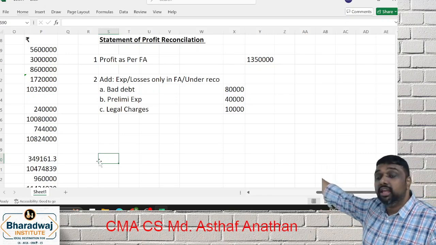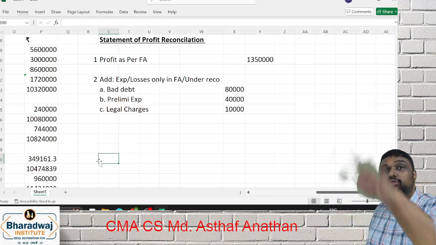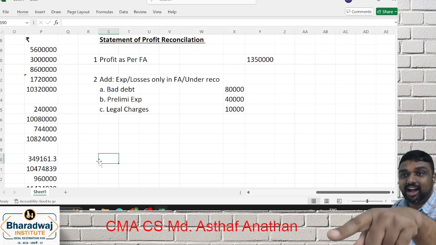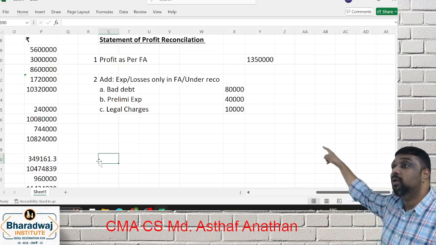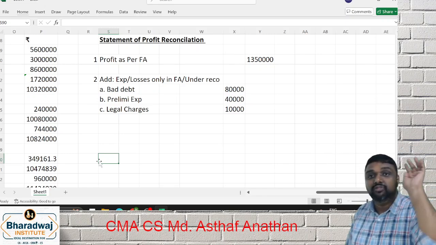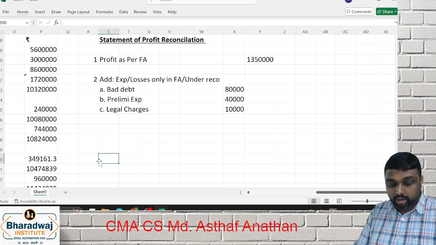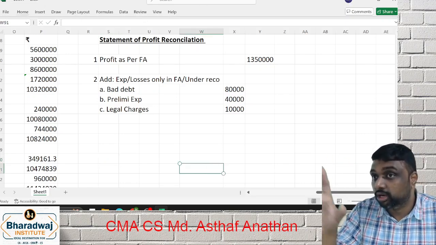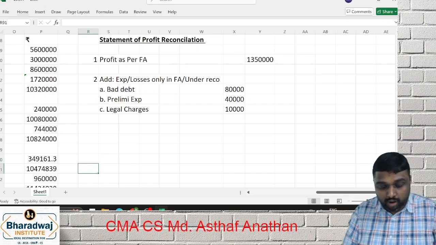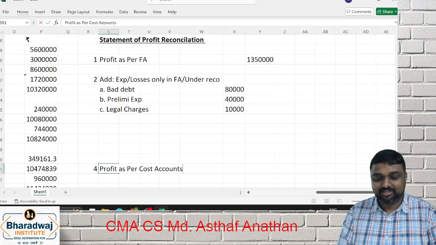If you start with profit as per cost accounts, then you have to less only. But you start with what? Profit as per financial. If you start with profit as per financial, my dear friends, how you have to look into it? You have to go for what is your target. This is what you have to do: profit as per cost accounts.